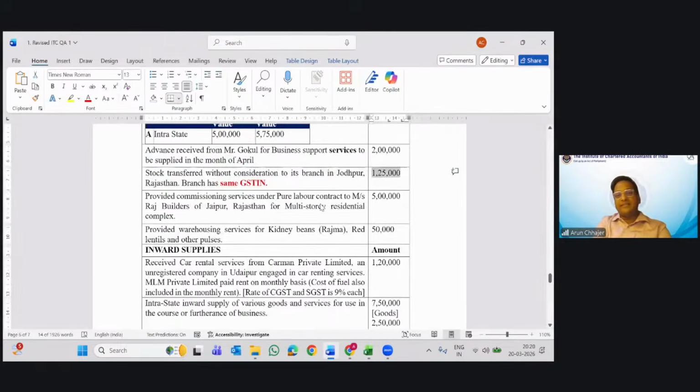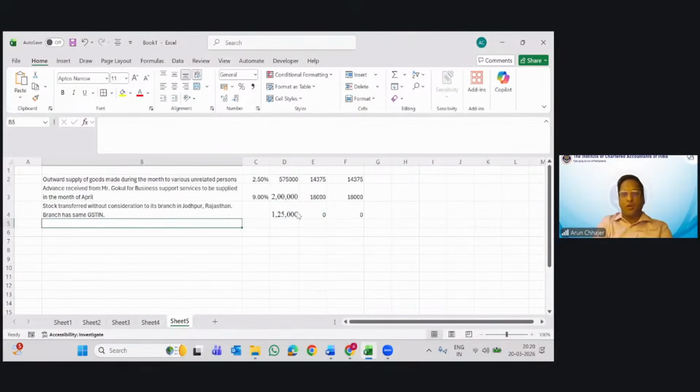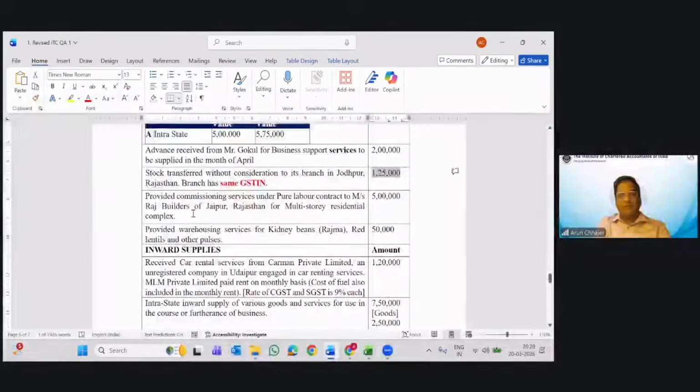Same GSTIN, same person. Yes, yes. They will be considered as same person. Not taxable. Very important point.